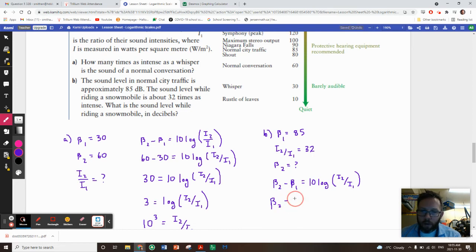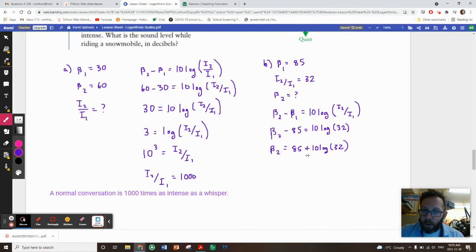Plug in our stuff. Beta 1 is 85. 10 times the log of I2 over I1, which is 32. I'm just going to get beta 2 by itself right now. So I'll just bring the 85 over: 85 plus 10 times the log of 32. And log 32 is going to be a decimal value, which is okay. We're going to get an approximate value here. Again, that's okay, and your calculator can just handle that all at once. 85 plus 10 log 32. I got pretty near 100 when I plugged that in. So roughly 100 decibels.